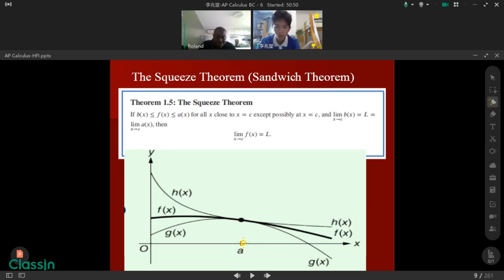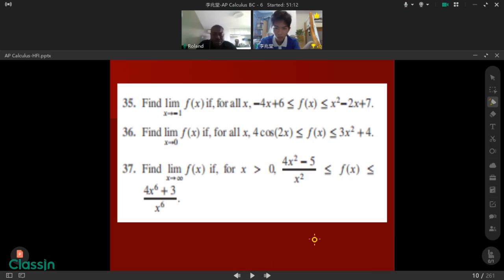Basically that's what it means, because here we could see that if f is in the middle at a point a, and the upper part, which is h, is equal to the lower part, which is g, then at this point the limit as x approaches a of f of x will be equal to the value of y. Let's call it L at this point. Let's see some simple examples.